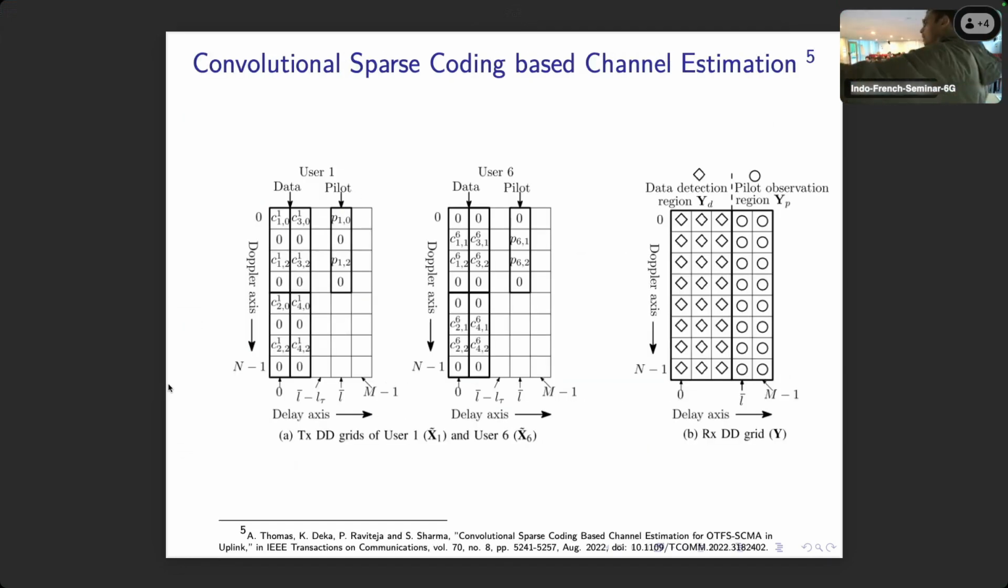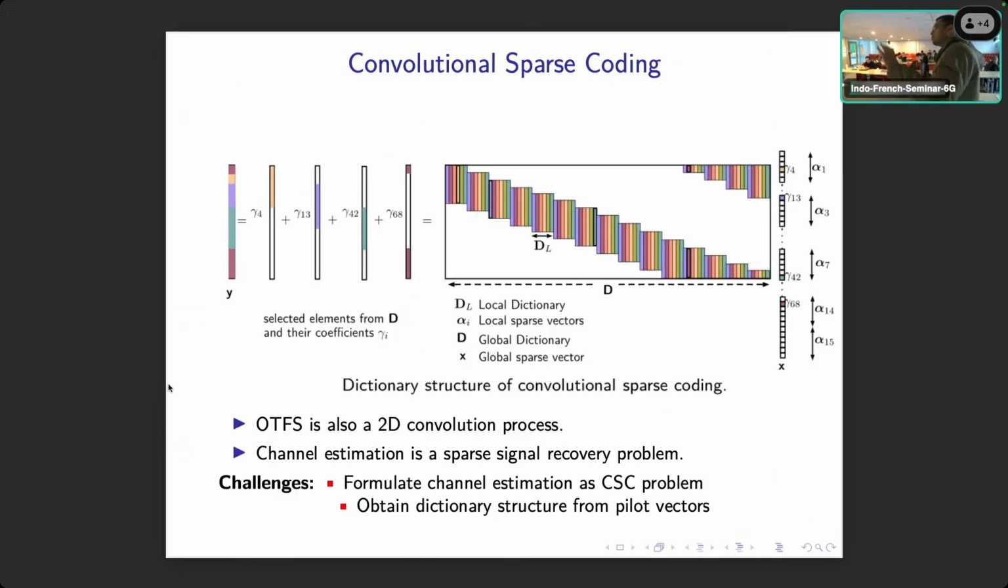So we propose one channel estimation technique using convolutional sparse coding, and this paper was published in 2022 along with my PhD student. So here we used a pilot vector. Instead of a pilot element, we used a pilot vector. So you have 6 users. So we use 6 pilot vectors like that. So convolutional sparse coding is that. This kind of diagonal structure is coming due to the convolution operation. Okay. This convolutional sparse coding technique is a well-known technique in the literature of compressive sensing. So using that technique, we could find a similarity with OTFS SCMA.